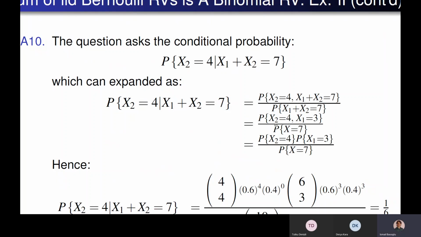And we know that the number of men and the number of women that have participated are independent random variables from each other. Therefore, I can write the joint probability as the product of the individual probabilities: the probability of X2 being equal to 4 and X1 being equal to 3. Why? Because X1 and X2 are independent. Everybody is independent from each other.